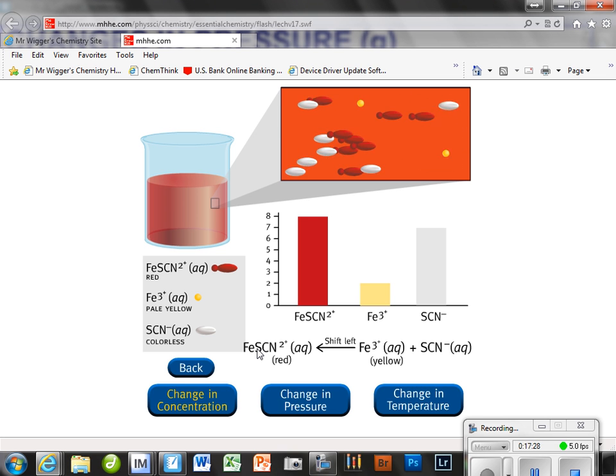That's what LeChat encourages, you see? And going the other way, we take this guy, break him up, and we can make more of this. But it also makes more of this, because every one of these that I break up creates one of these and one of these, right? That's what the coefficients tell us. The ratio in the balanced equation is 1, 1, 1, right? All the coefficients are 1.